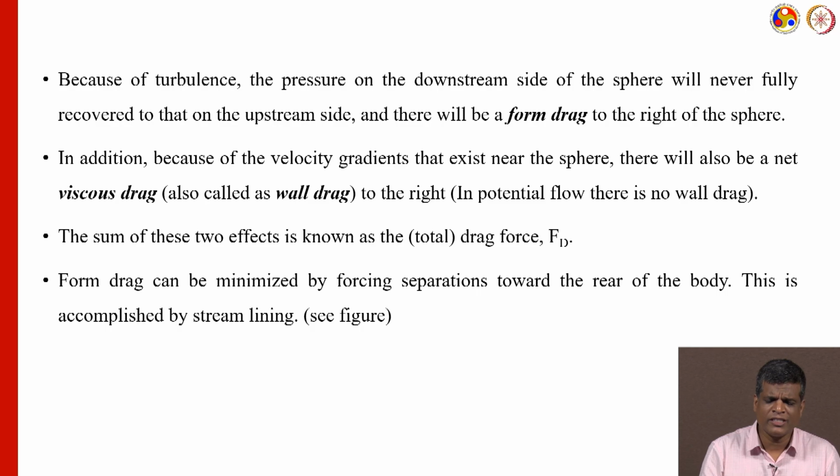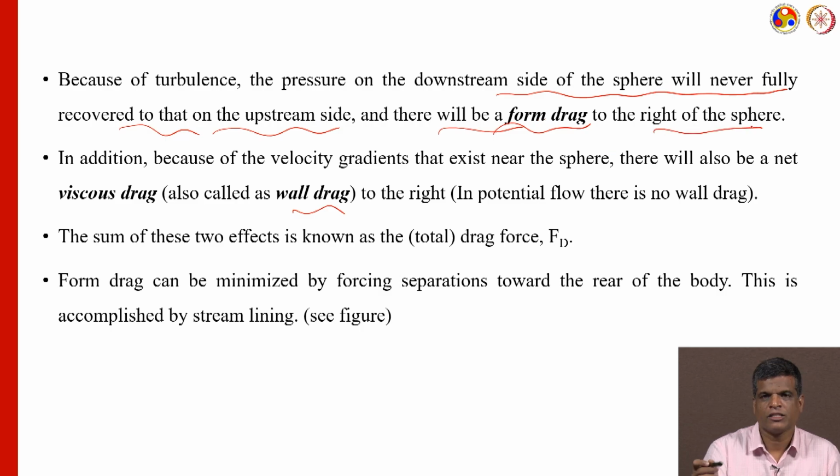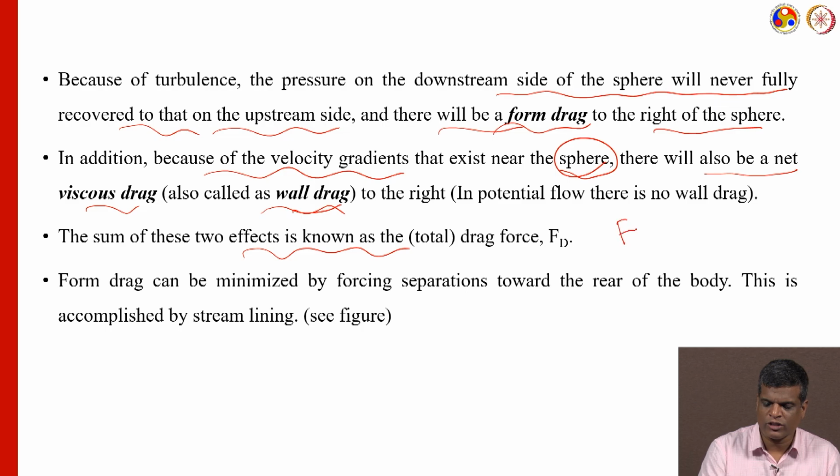Here there are two types of drag: one is form drag, another is wall drag. The pressure on the downstream side of the sphere will never fully recover to that of the upstream side, and there will be a form drag on the sphere. In the same way, for wall drag, because of velocity gradients that exist near the sphere, there will also be a net viscous drag, called wall drag. The sum of the two effects is known as the total drag force: Fd equals form drag plus wall drag, the summation being the total drag force Fd.